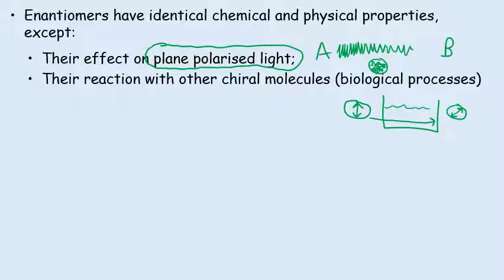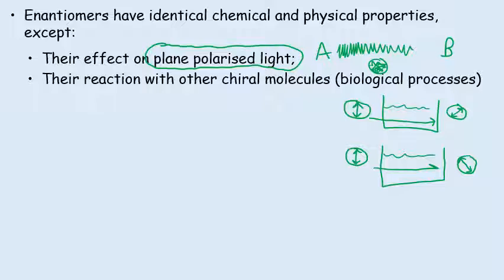So if you pass it through one of the enantiomers, it will rotate plane polarized light. If you were to pass it through the other enantiomer, and again we don't need to name them, they're the D and the L, or the plus and the minus, we don't need to know that, it would rotate it the other way, anti-clockwise. So the enantiomers will rotate plane polarized light in different directions. And this is where the term optically active comes from. It's optically active if it rotates plane polarized light. So if you don't have a chiral carbon, it won't rotate plane polarized light.